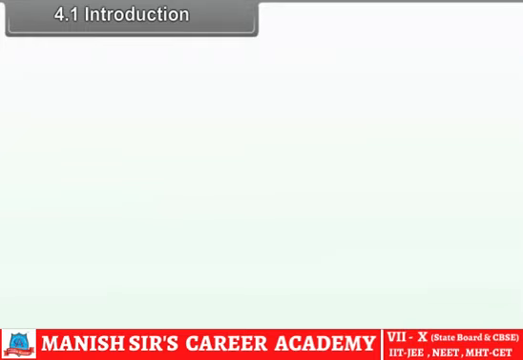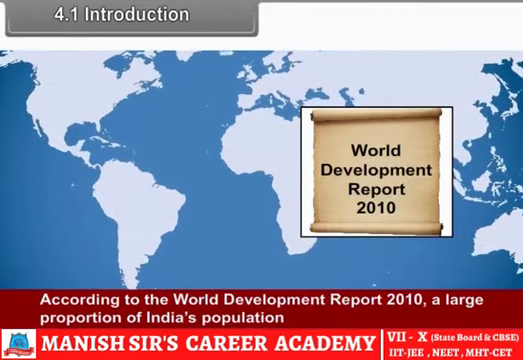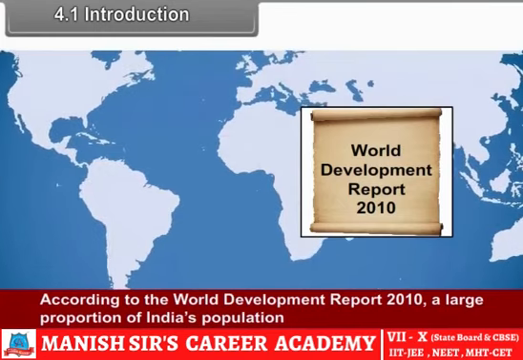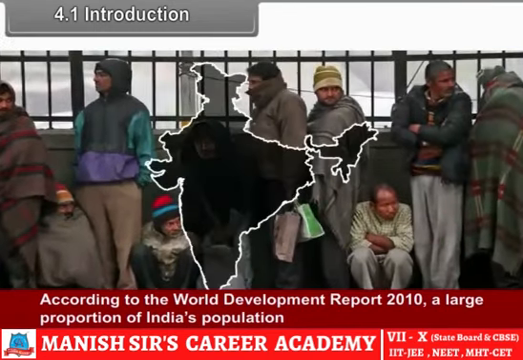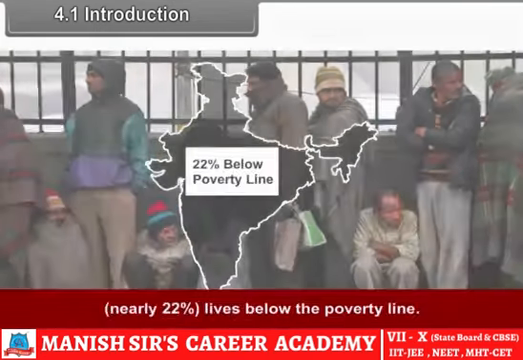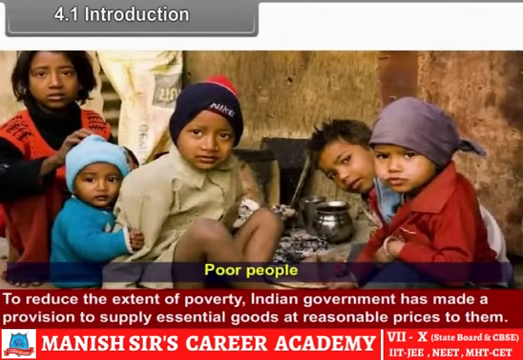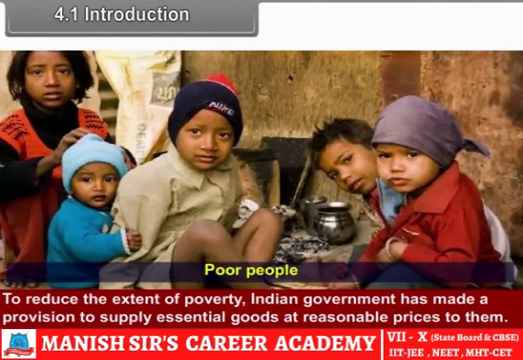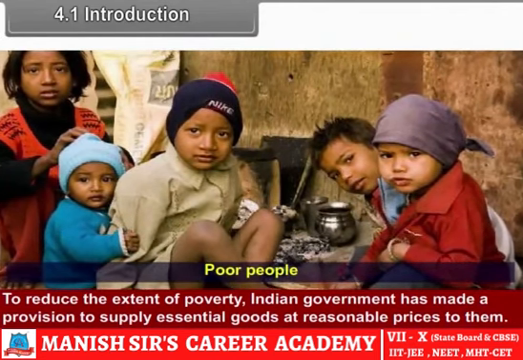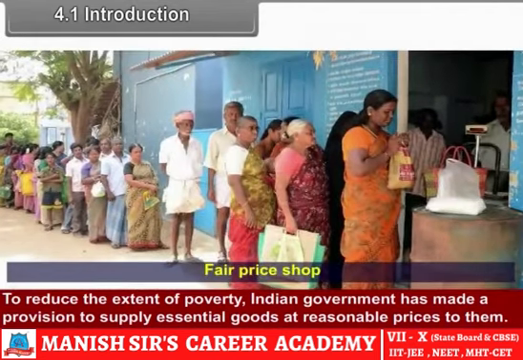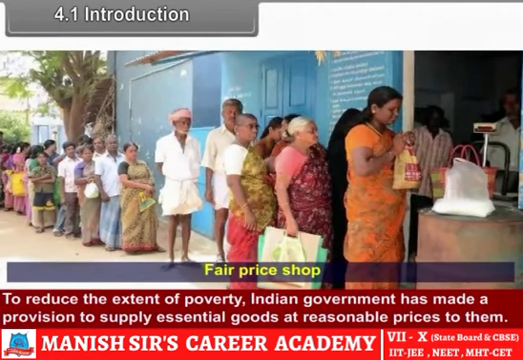4.1 Introduction. According to the World Development Report 2010, a large proportion of India's population lives below the poverty line. To reduce the extent of poverty, the Indian government has made a provision to supply essential goods to them at a reasonable price.